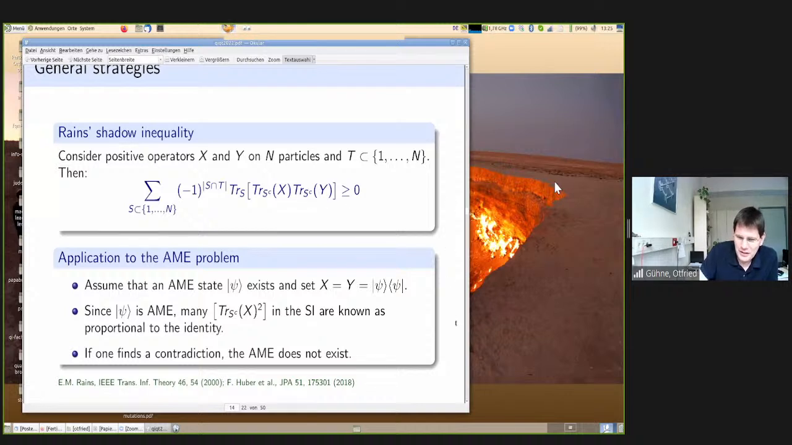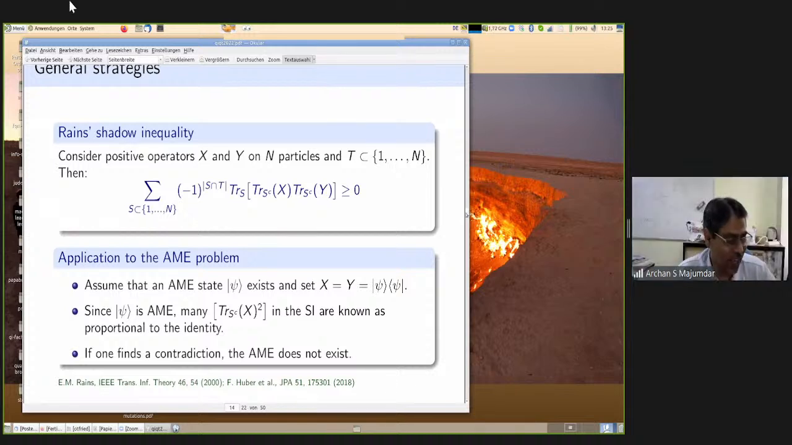But to be honest, I never really saw how one can use them explicitly, for instance, for this AME problem. In principle, I just want to say that this is just the simplest shadow inequality, and there are much more complicated, higher order ones, but they are actually very difficult to grasp and to get some intuition behind them. And this is maybe just an addition to your last question that you had during the talk. I see. Yeah. Thanks a lot.